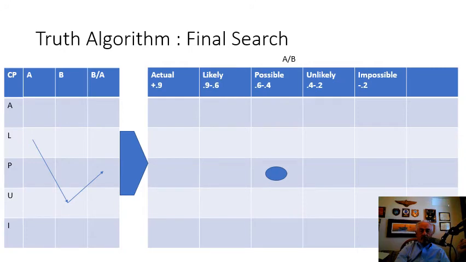Now we can do the final search. I'm just going to throw this out. This is also part of the truth algorithm process. I'm just going to show you that eventually we can find a solution here. We can see that this hypothetical exercise gives us a solution. It falls in the cell of possible, and that is given some number associated with it.